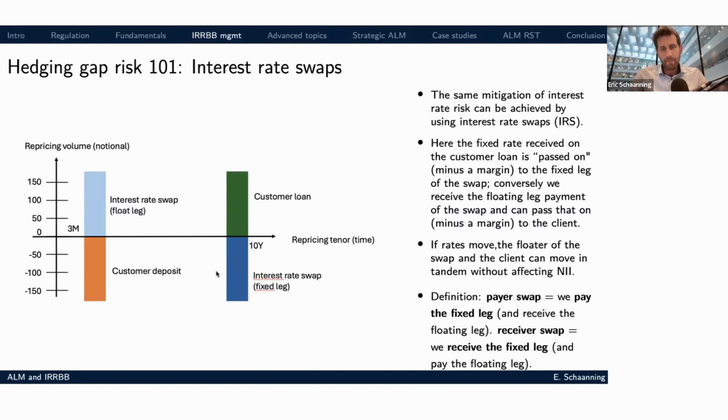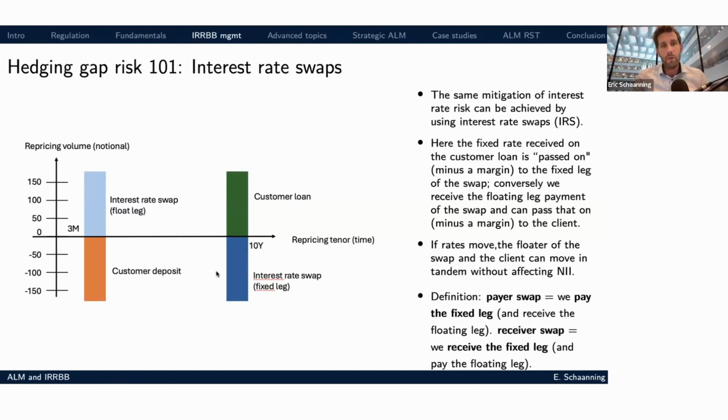And with this setup, if we receive a fixed payment from the customer on the loan, we're going to pass on that fixed payment minus a margin to the interest rate swap counterparty. So we lock in a margin and then we receive the floating interest rate on the floating leg of the swap. And then we can pass that on to the customer on his or her deposit.